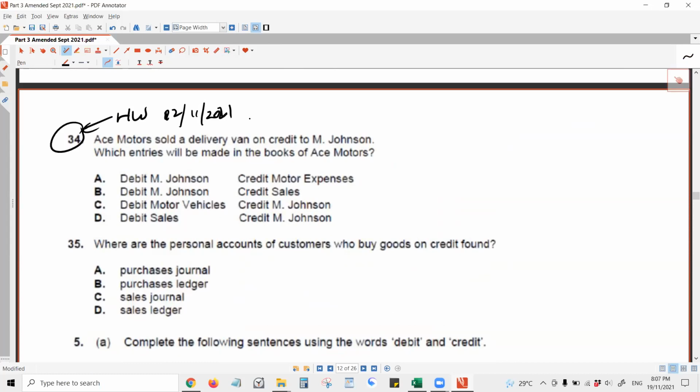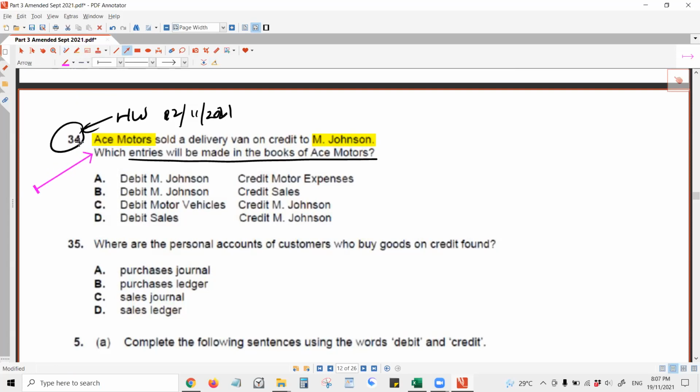Now which is the answer? Which entries will be made in the books of Ace Motors? When you are doing questions involving double entries, you must see who you are in the question. When you see a couple of names given in the exam question, you have to see who you are. So I see two names here in this question. One is Ace Motors, another is M. Johnson. So how do you see who you are in the question? You see the line that asks you what to do.